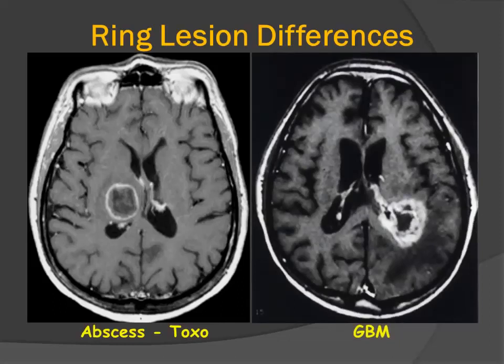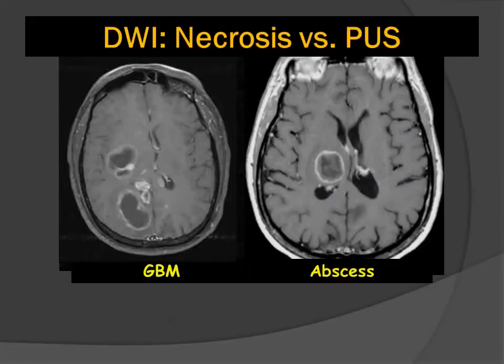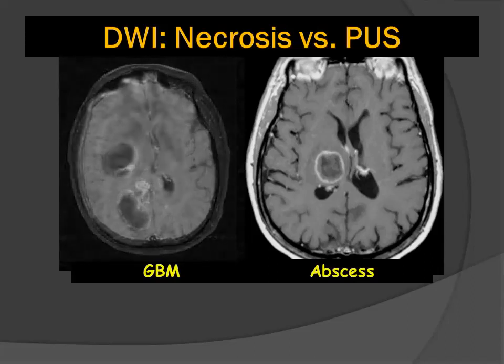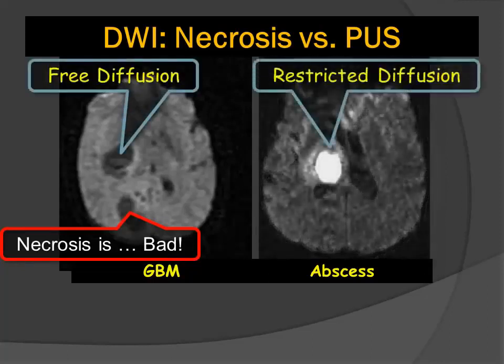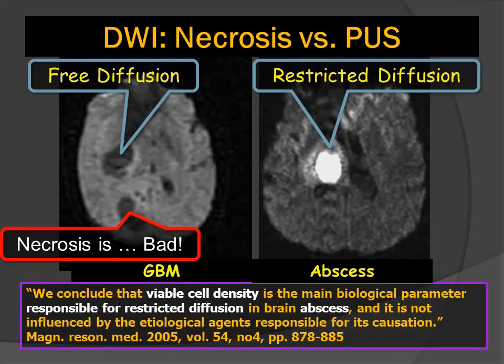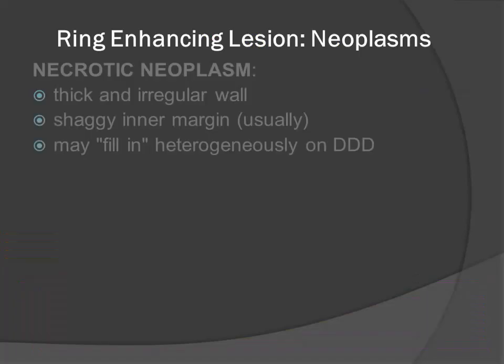If we compare an abscess of toxoplasmosis with a similar lesion that is a necrotic neoplasm or GBM, we can see how different the rims are. One is thin and smooth and one is thick and irregular. If we compare the diffusion-weighted imaging side by side, we can see in the GBM we have a multilocular appearance, a complex pattern of rim enhancement, and we have increased diffusion from necrosis. If we look at the abscess, we have restricted diffusion from pus, and the primary cause of the restricted diffusion is viable cells, which are typically macrophages in an abscess.